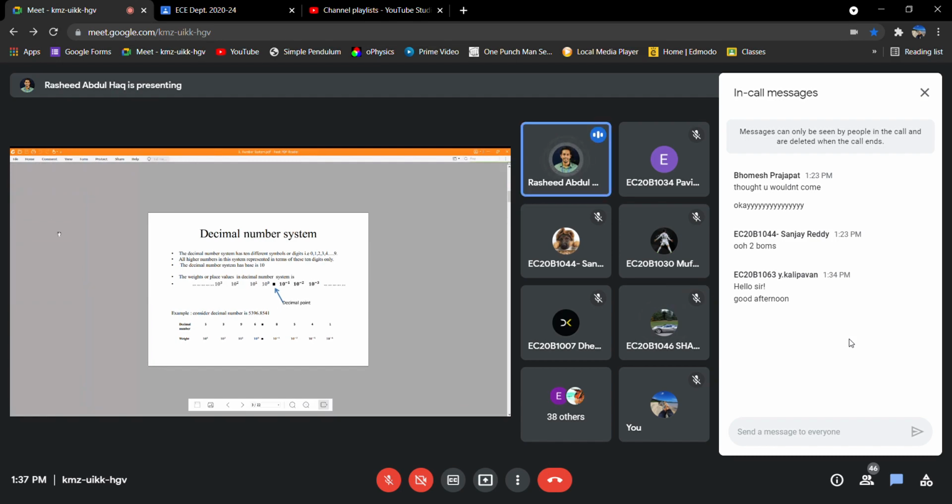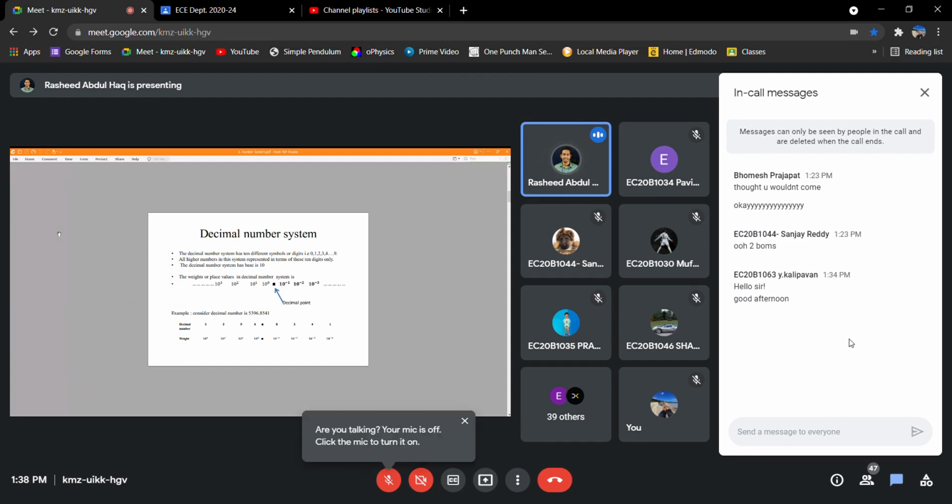So this is the decimal number system, where we have, just as I said, 10 different symbols or digits, from 0 to 9. All numbers in the system are represented using only these 10 digits. Any number, whether it is 1 lakh or 1 crore, is represented using these digits. That's why it's called decimal, and decimal means 10. For example, a decade is 10 years. So the decimal number system has a base of 10, and hence it is called decimal.